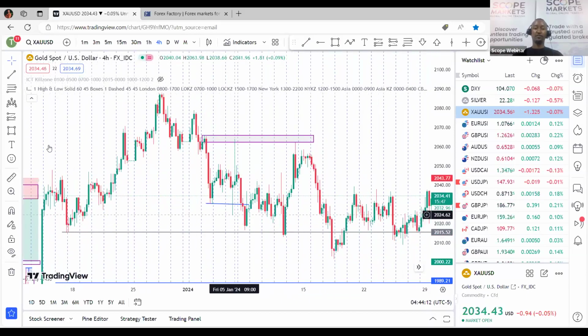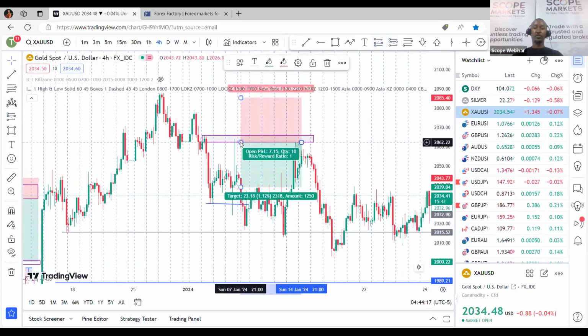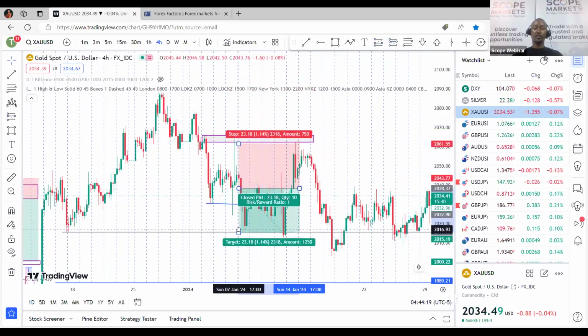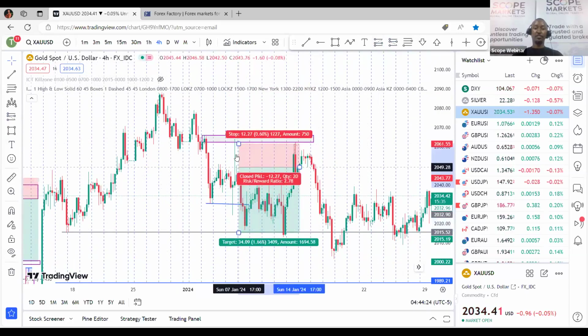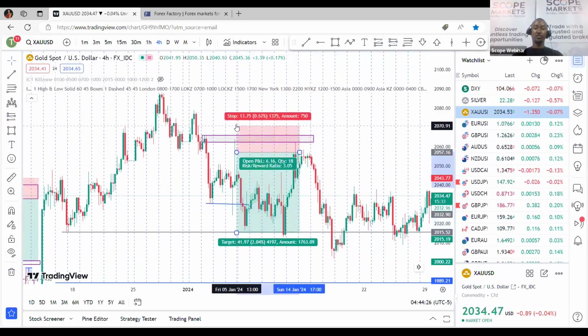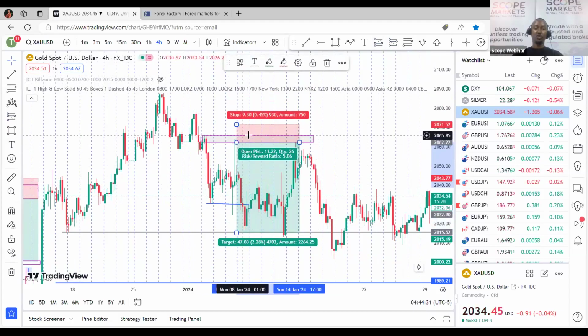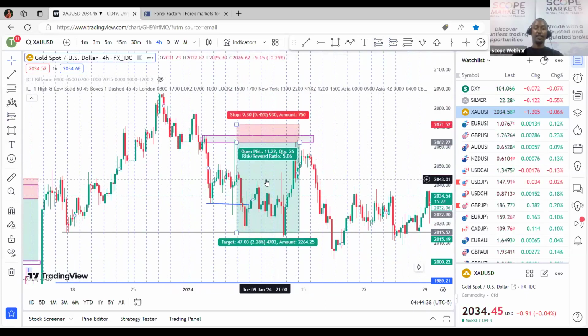Your target was achieved. So what is the risk to reward ratio there? That's your entry, and this is your target. Where do you put your stop loss? This is your entry, so you put your stop loss slightly above this zone. You can have your stop loss slightly above this high point there. That is a risk to reward ratio of 1:5. Very, very nice risk to reward ratio.